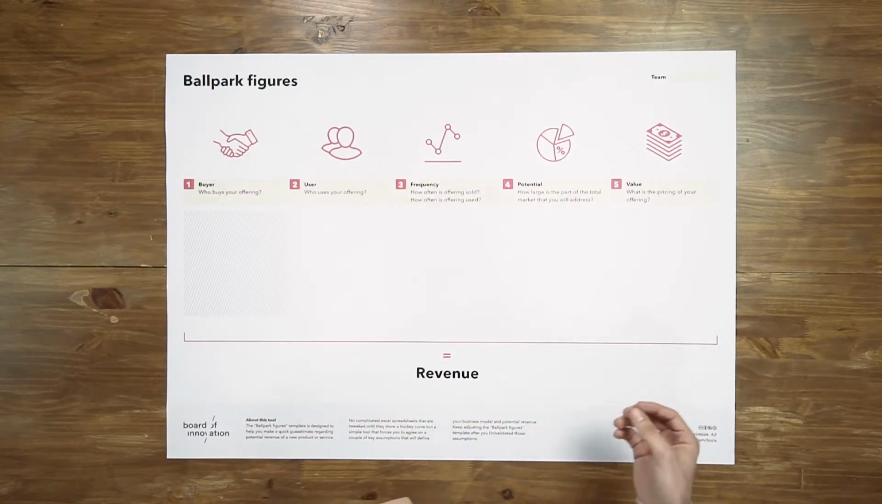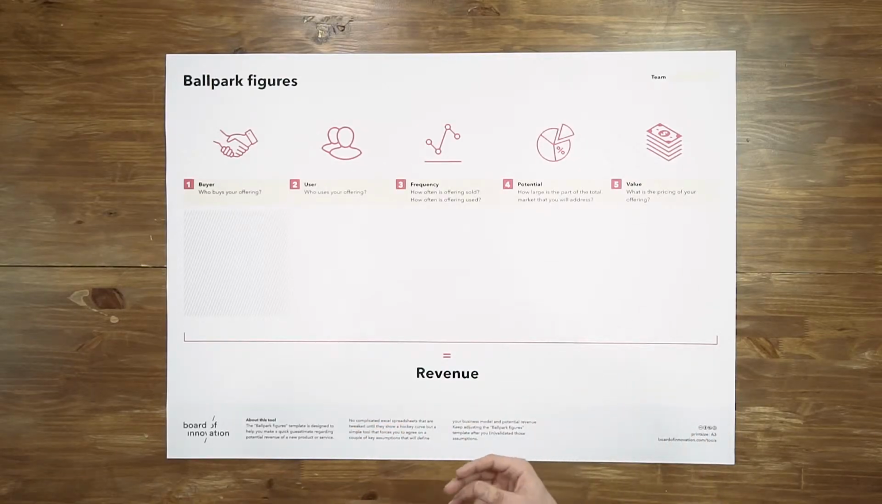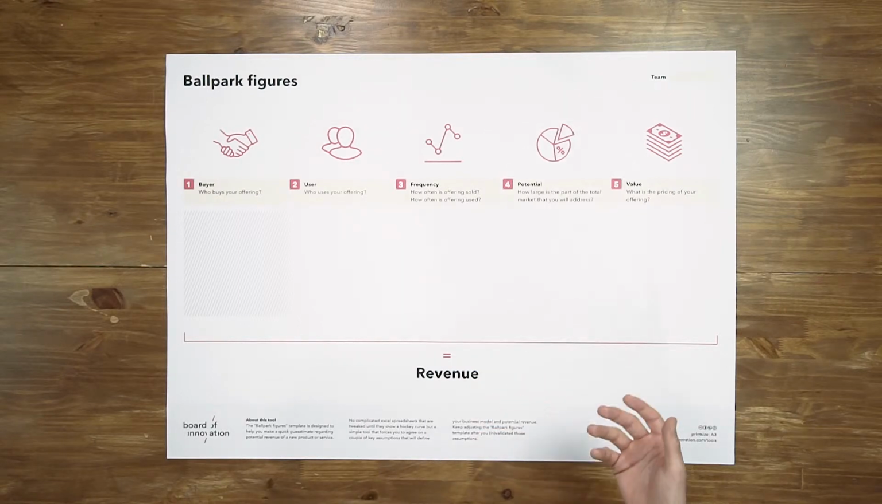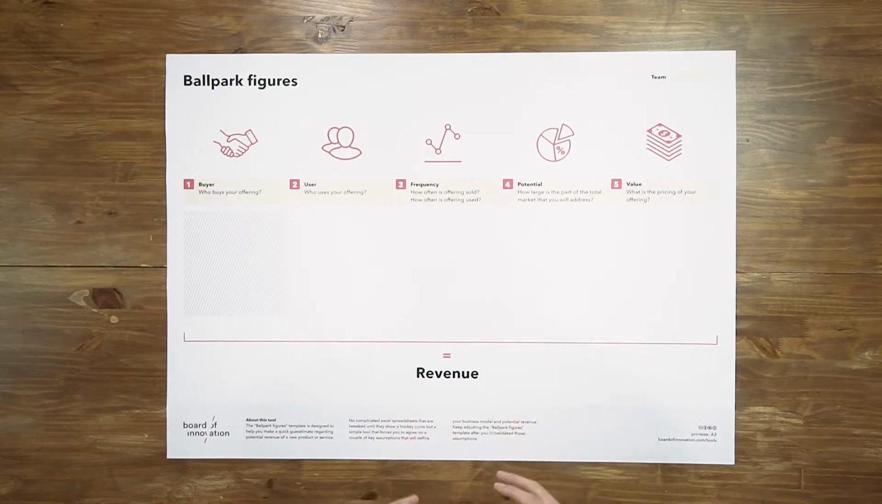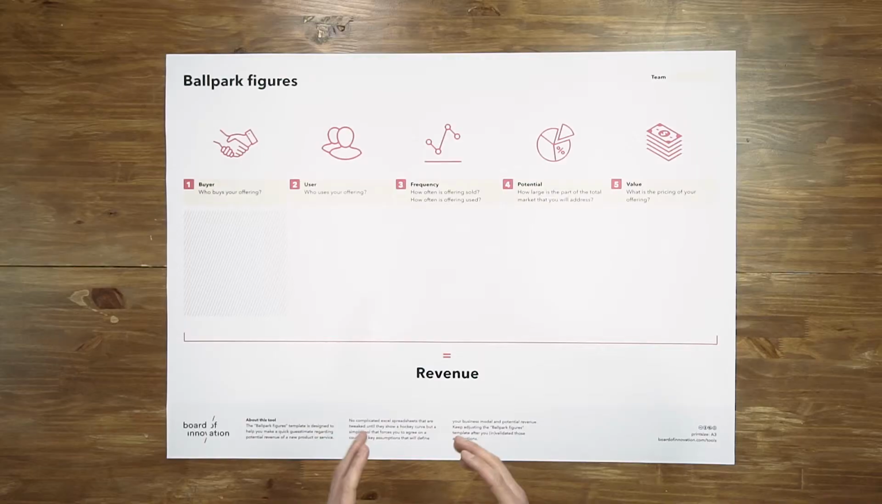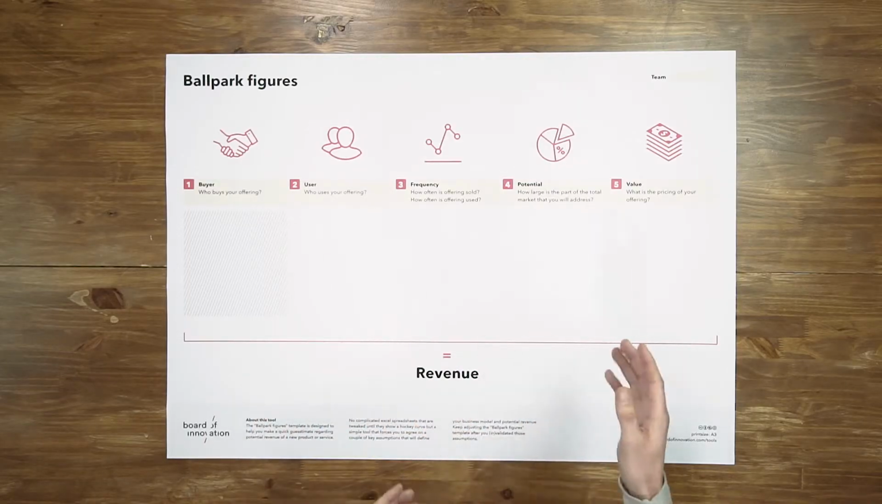So to help you out, the ballpark figures template will zoom in on 5 different elements that will give you a first indication of the potential revenue stream or the value of your business model. So let me show you how it works. For now we assume we're working on a new savings account for a financial institution. It's linked to specific health goals, linked to a specific customer segment, the millennials. So how will that work for this example?